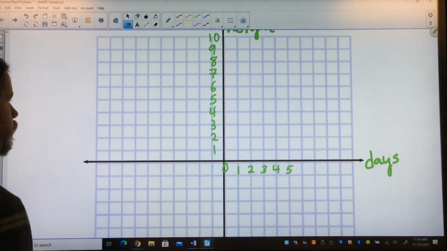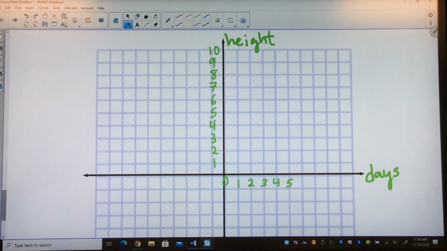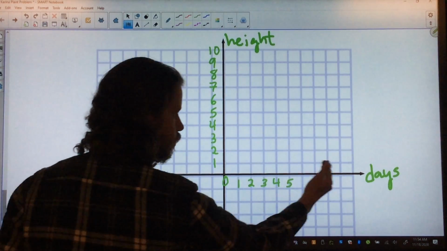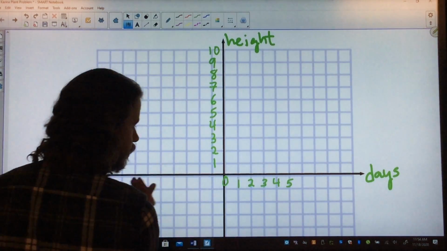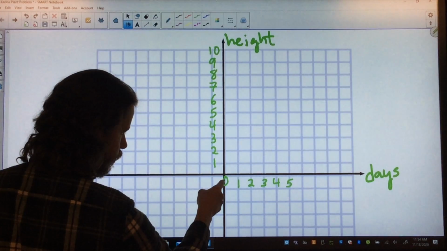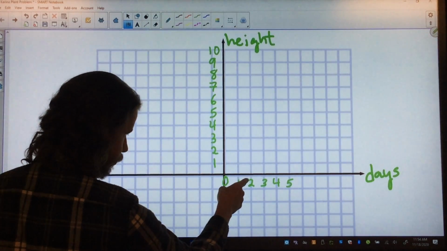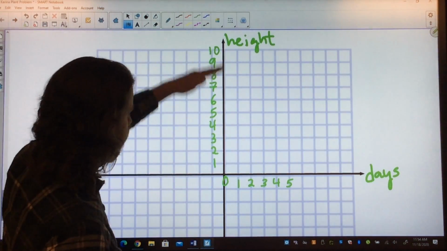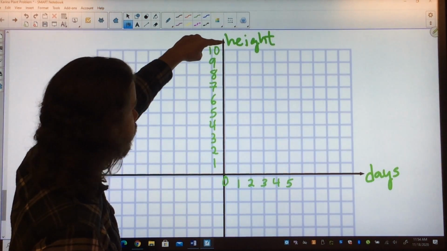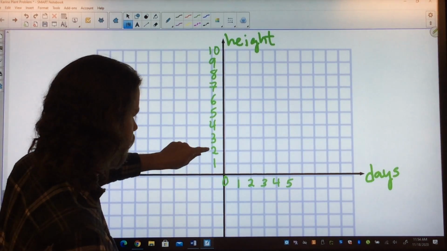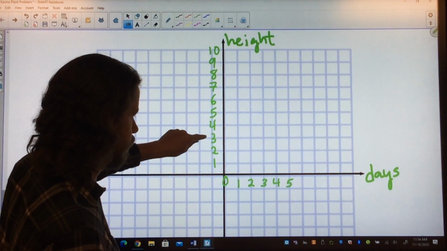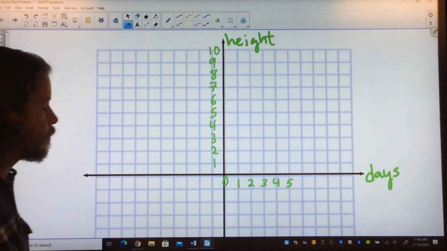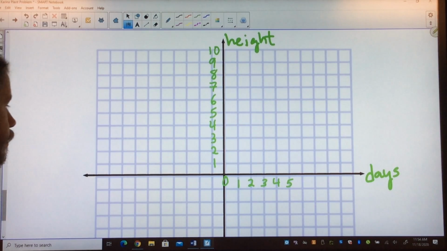Okay, so I have a graph here, and on this graph, I have my days going across what's called the horizontal axis. Here's day 0, day 1, day 2, day 3, and so on. On my vertical axis, I have the height of the plant. So here I have a height of 1 centimeter, 2 centimeters, 3 centimeters, and so on. What I'm going to do is graph the data that Karina took.